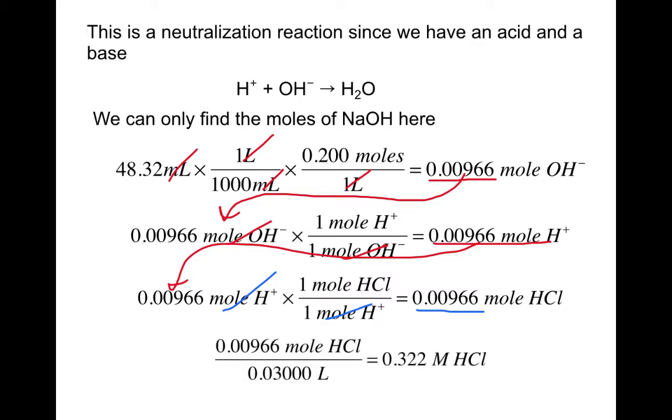And then I take that value and divide it by the total volume of HCl that I had in there, which was the 30 milliliters, which is 0.0300 liters, and I get 0.322 molar HCl.